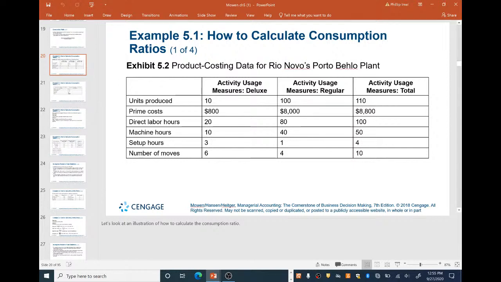So how to calculate consumption ratios. Exhibit 5.2, product costing data for Rio Novo's Porto Belo plant. So we can see here we have two different types of activity usage measures. One's for a deluxe product, one's for a regular product. On the right hand side, this is going to be the total, so the sum of these two columns. Moving from left to right, 10 and 100 is 110, 800 and 8,000 is 8,800, and so on and so forth. On the left-hand column, we have the different type of items, the units produced, your prime costs, direct labor hours, so on and so forth.